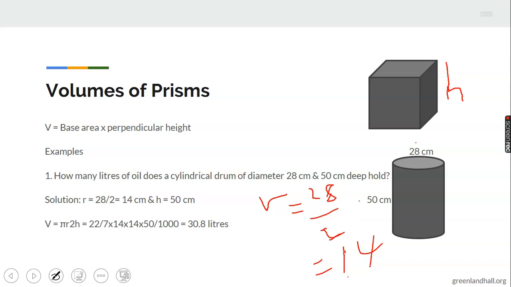So the volume of this cylinder is pi r squared. So we put 22/7 times 14 times 14, then times 50. That will give us the volume in centimeter cube. But because we want to convert it to liters, we divide by 1000. And the answer is 30.8 liters. That's example 1.